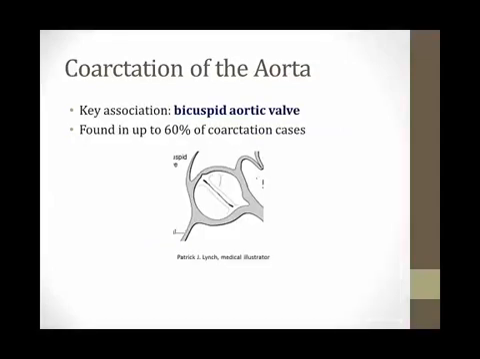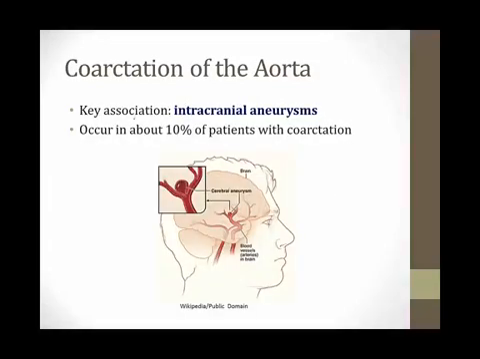A key association of coarctation of the aorta is a bicuspid aortic valve. This is a picture of a bicuspid aortic valve on the screen. Aortic valves should have 3 cusps, but in a minority of patients there are only 2 cusps. These aortic valves are called bicuspid, and they are found in up to 60% of patients who have a coarctation. Another key association of coarctation of the aorta is intracranial aneurysms. About 10% of patients with coarctation develop a Berry aneurysm like what I've shown on the screen here. It's thought that the coarctation represents a more diffuse abnormality of the vascular tree, and therefore not only do you get the narrowing in the aorta, but you also get abnormal blood vessels in the brain.